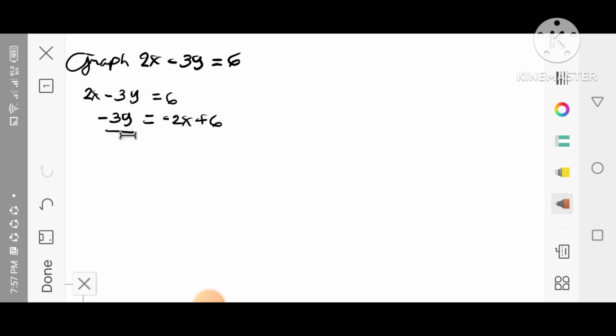Okay? And then what do we do? We divide both sides by negative 3 to solve for y. Okay? So we have, y is equal to negative over negative is positive, so we have 2/3 x. Okay. And 6 divided by negative 3 is negative 2. So y now is equal to 2/3 x minus 2. And that's it. So naka-slope-intercept form na tayo.